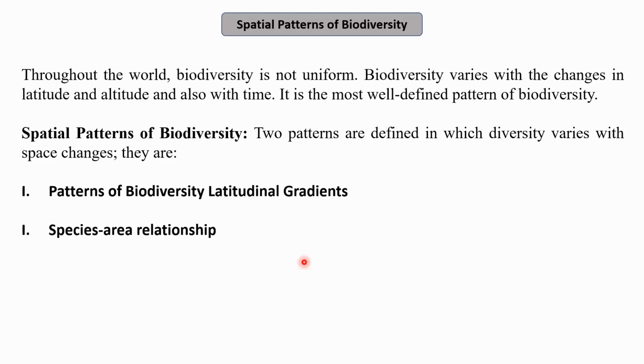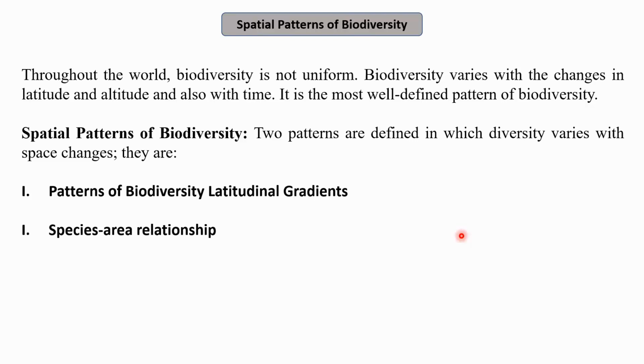So we know that throughout the world, the biodiversity is not uniform. The biodiversity varies with the changes in the latitude and altitude, and also with time. So there are different patterns, spatial and temporal. Spatial means with the space, temporal means along the time. Basically, the most well-defined pattern of biodiversity is the spatial pattern of biodiversity.